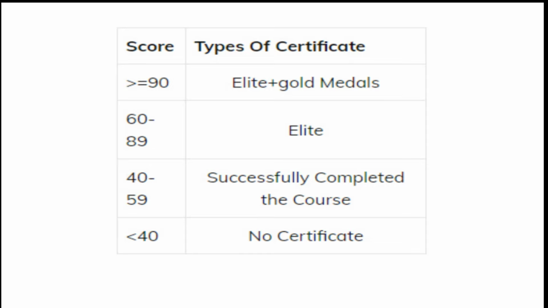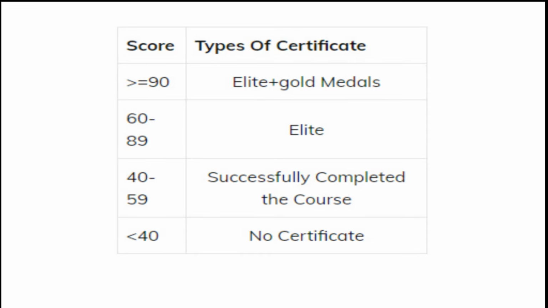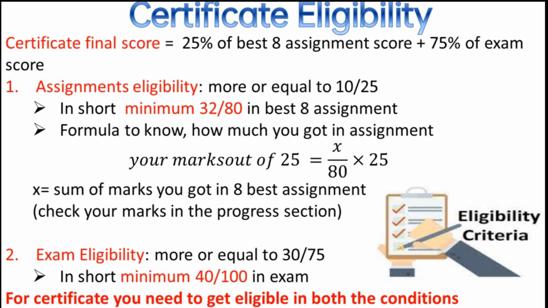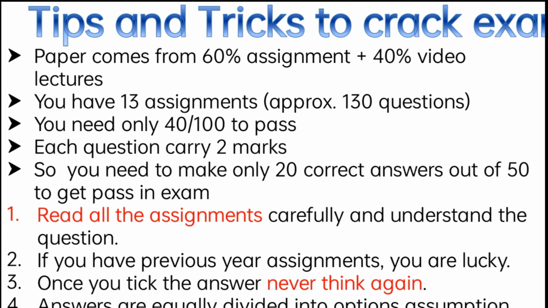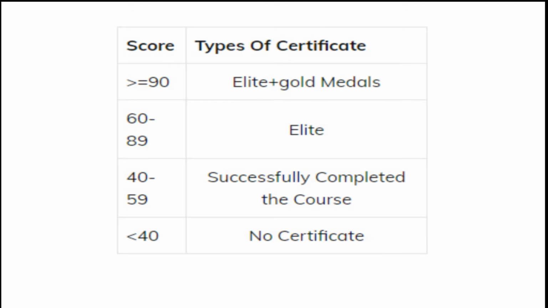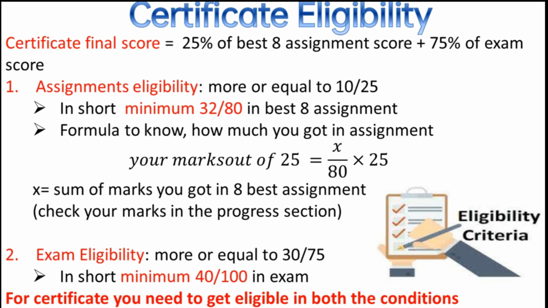Before that, there are some certificate types. If you get less than 40 overall, this is 75% of the exam score and 25% of the assignment score, including everything. If you get less than 40, then you won't get a certificate. Means if your total does not equal 40, then you have failed. That's it, right? So you need a minimum total of 40.